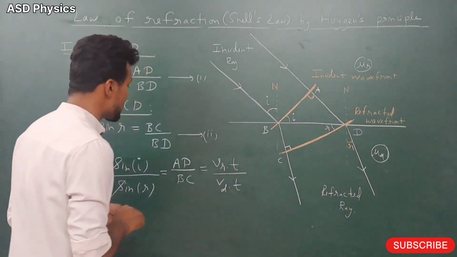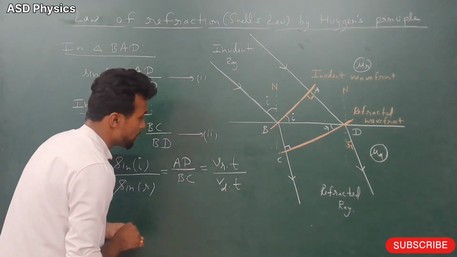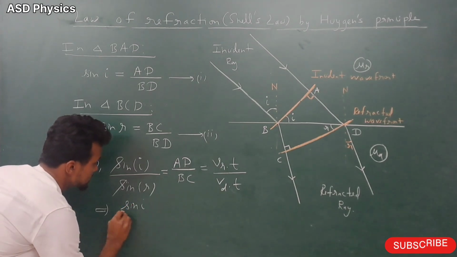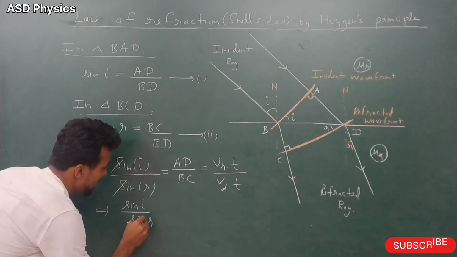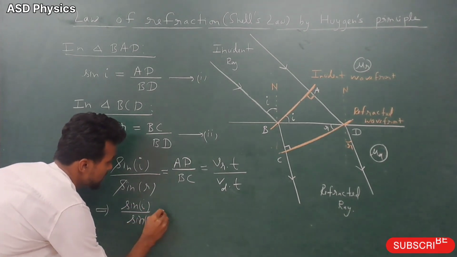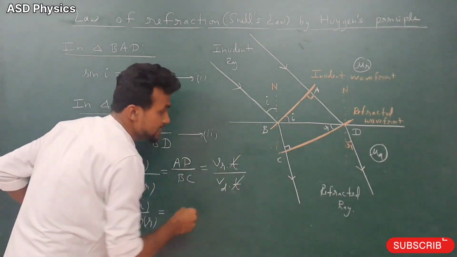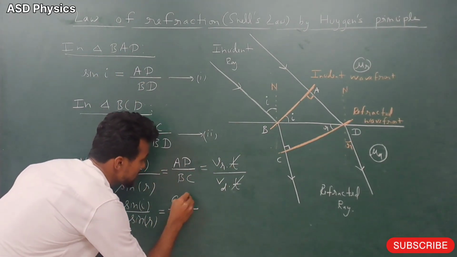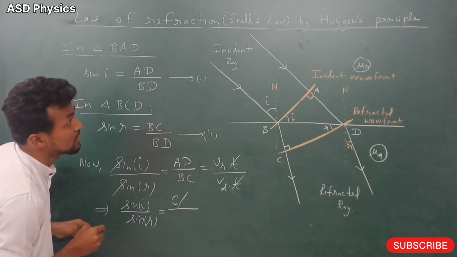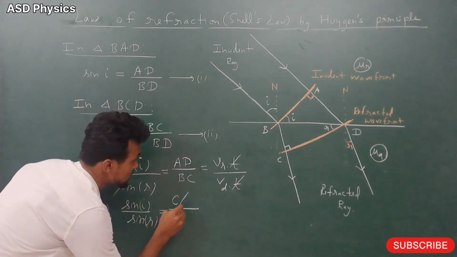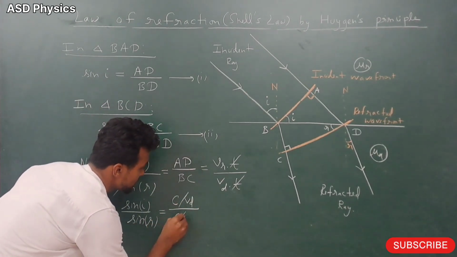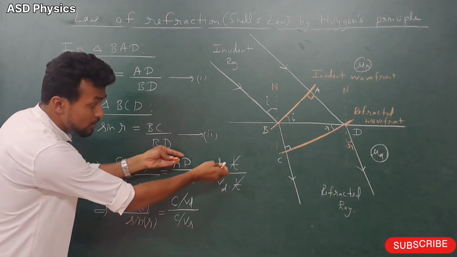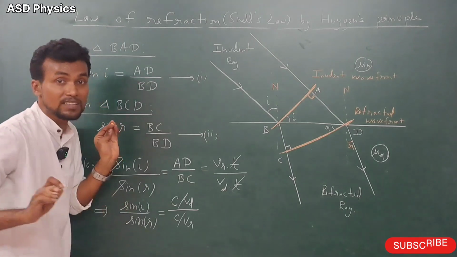Now after that what will happen here? See, now my dear students, again let me write this one. This will become sin I by sin R, equal to VR into T by VD into T, and T and T cancel. Is it? After that what can we write here? This VR by VD we can write as C by VD by C by VR. Check it please. Correct, no? This VR by VD we have just written in this form.